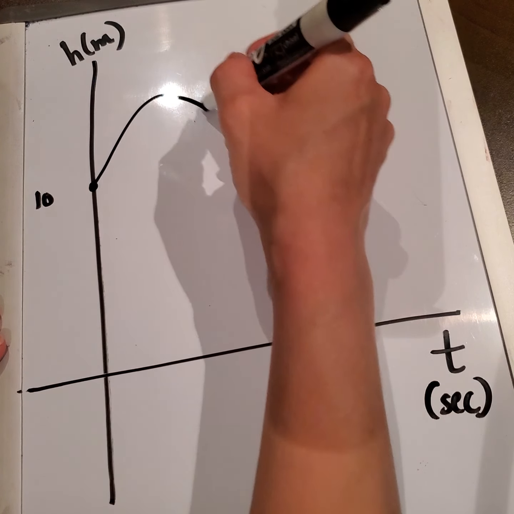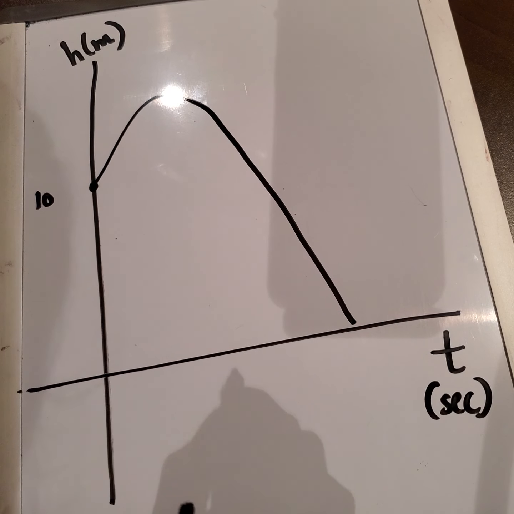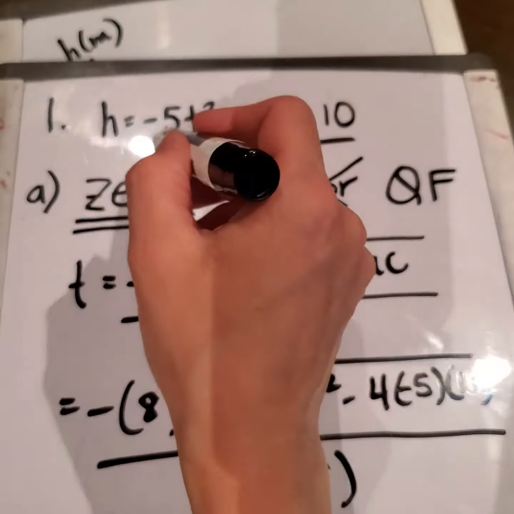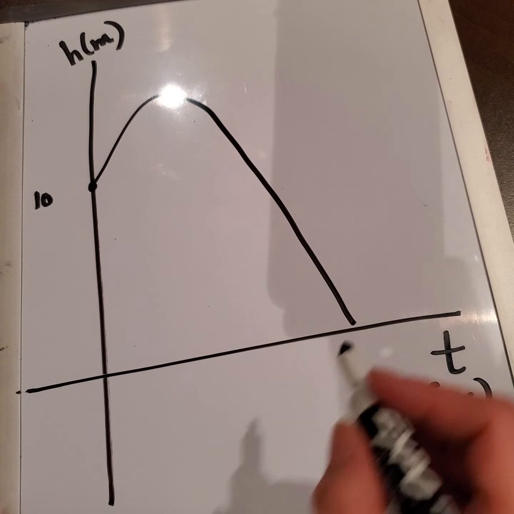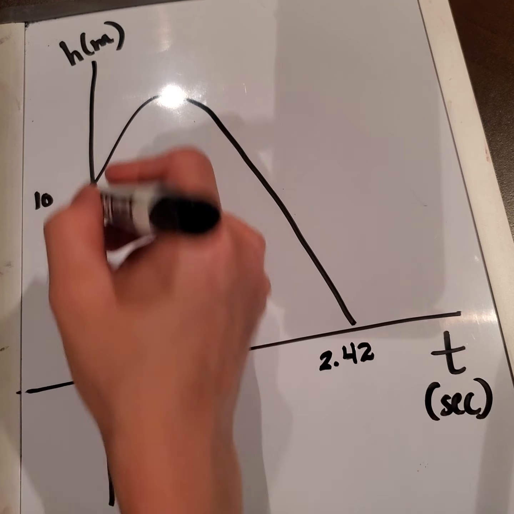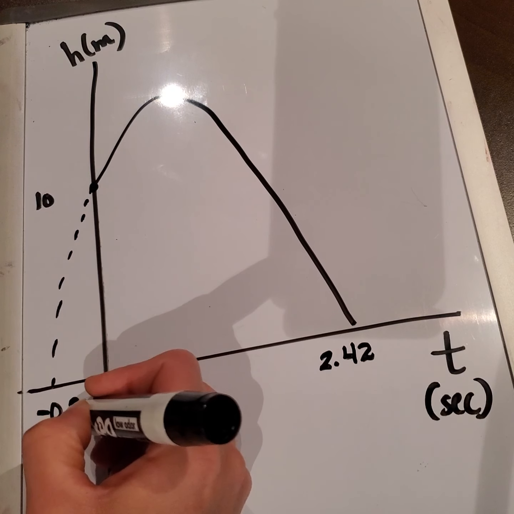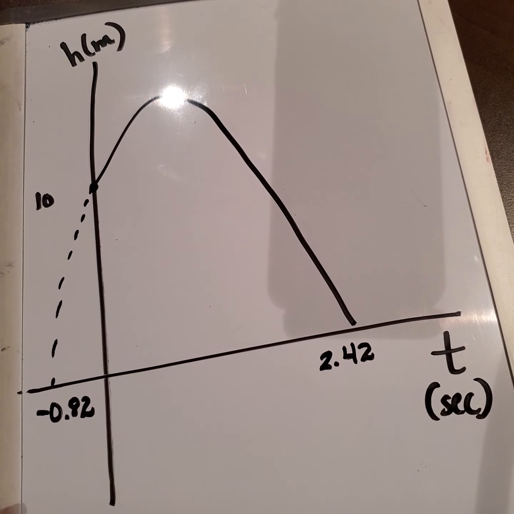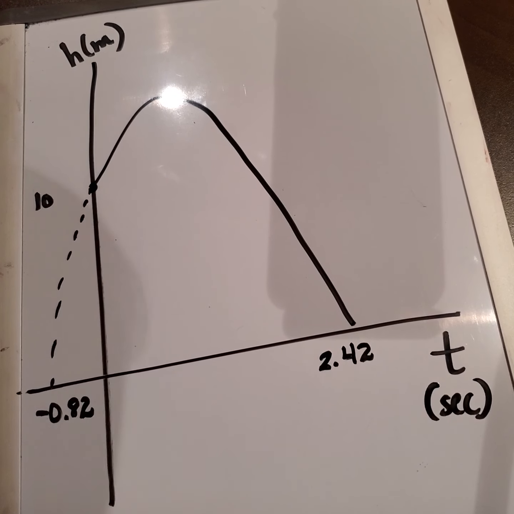Okay, it was released. It had a parabolic path. It makes perfect sense that this parabola opens down again, because the A value is -5. And now we just found that it hits the ground after 2.42 seconds. Now the other 0 was a negative number. And even though we can't have negative time, it makes sense that it was negative because it wasn't released from the ground. It was released from a height of 10.